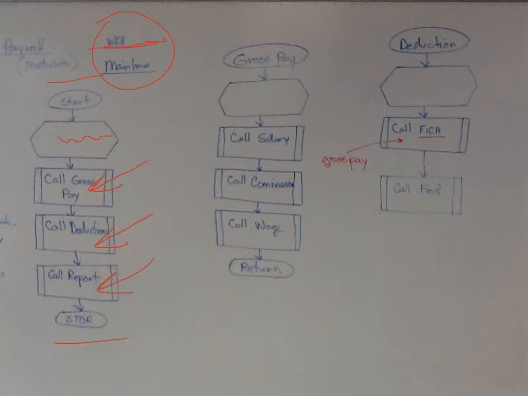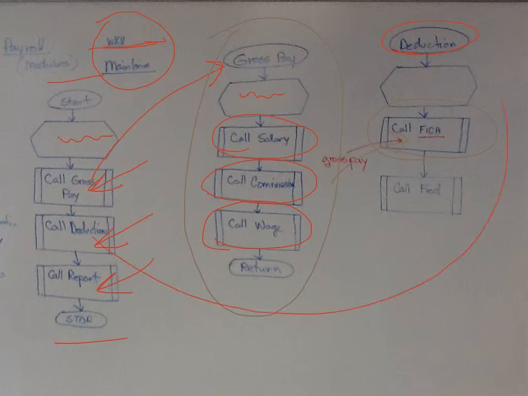Start and stop. Then same thing over here: initialization, and the gross pay module, where we can call salary, which would be an easy module to design, commission, for those paid by commission, and wage. Coming out of this module would be the gross pay. That gross pay would then be used in a module to calculate FICA. This was the deduction group.